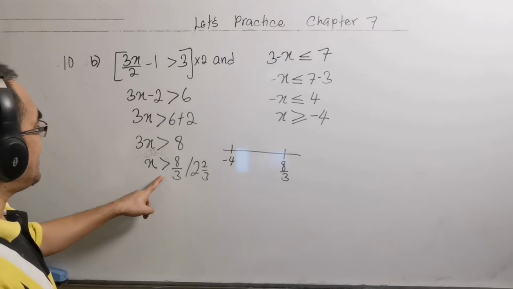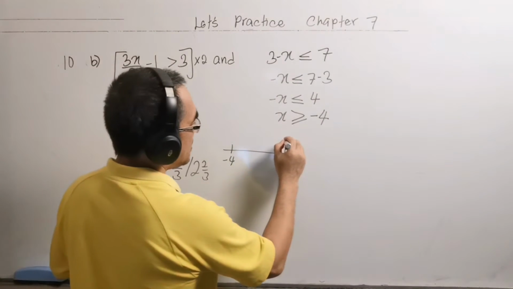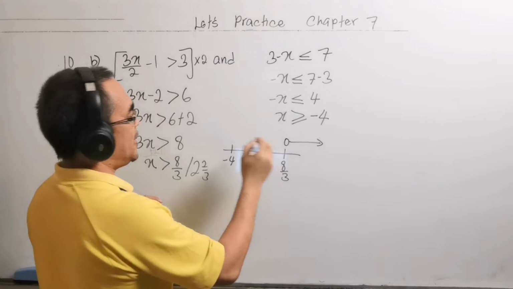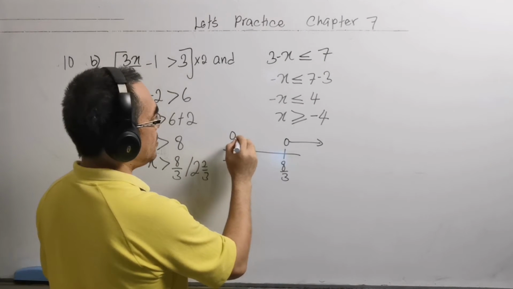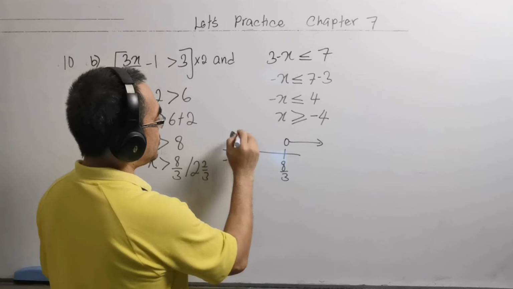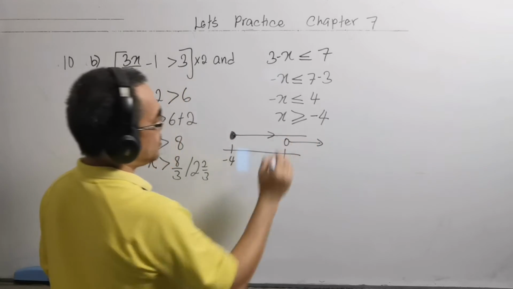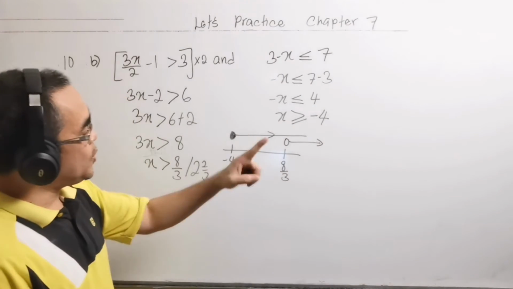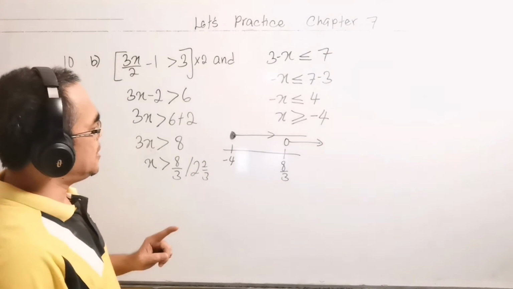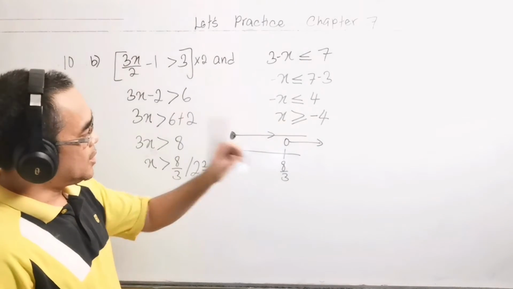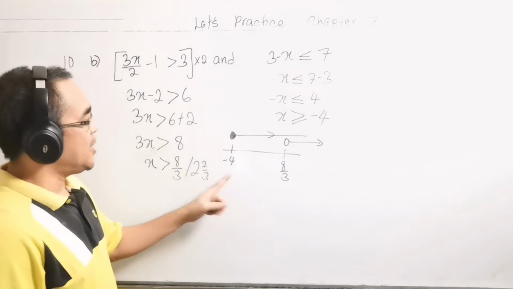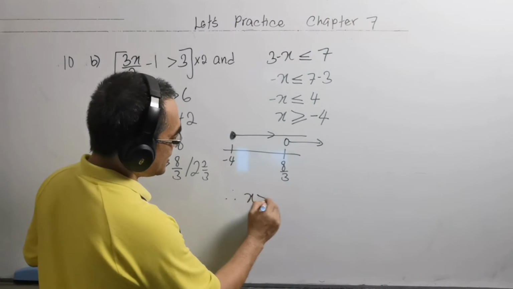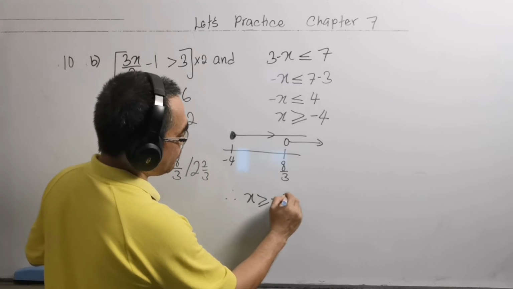So we have here larger than 8 over 3. And then we have here larger than negative 4. Larger than or equals to, get that side. And because both of them are going towards the right, okay, so we just take one of them. So we say x will be larger or equals to negative 4.